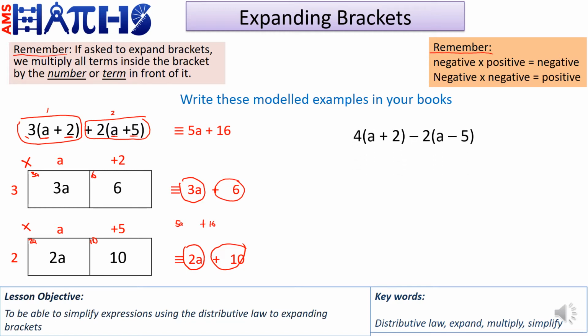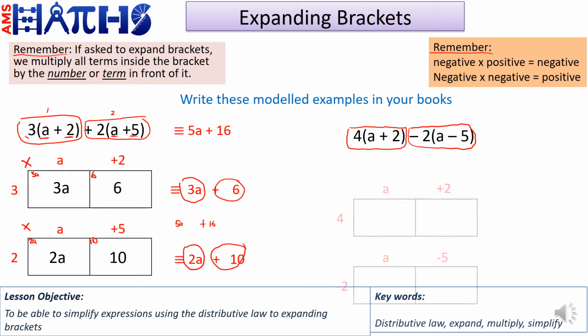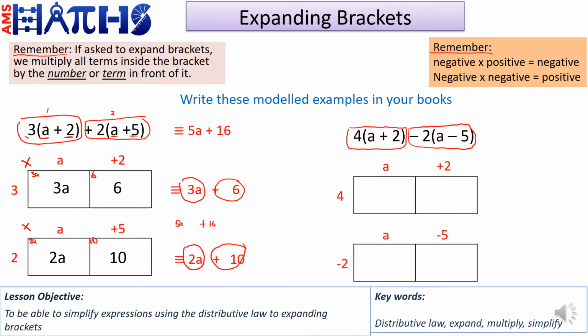In our second example, we're going to do the same. So we will draw our grids as we have 2 brackets that are now separated by a minus sign. So 4 times a plus 2 will be one of the brackets, and then minus 2 times a minus 5 will be the other bracket. So setting up our separate grids to multiply these separately, that's what it will look like.